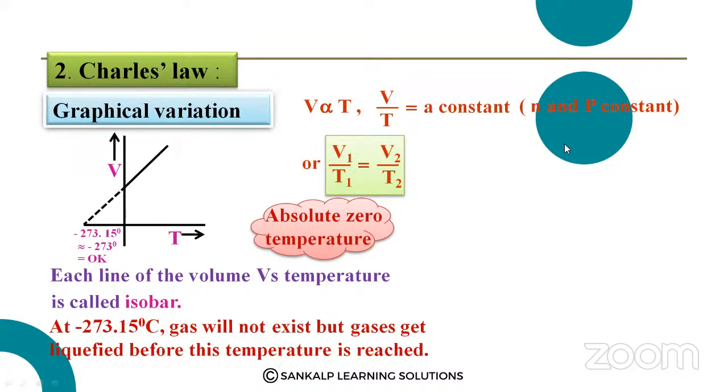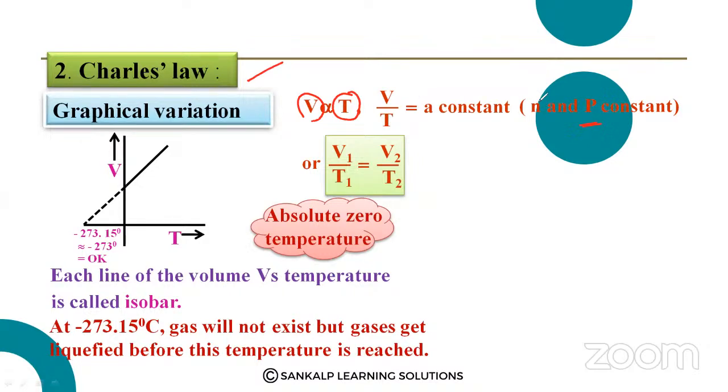So what was kept constant? Pressure was kept constant. Then what happens? Volume of gas directly increases with the increase in temperature, or decreases on cooling. So this was the statement given by Charles. So what did Charles say?